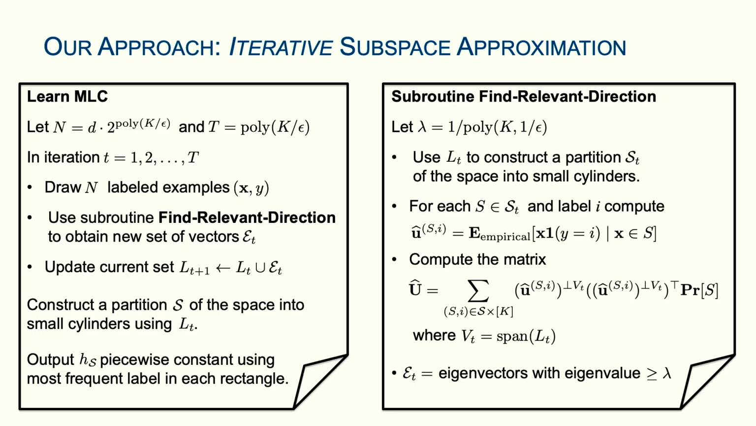As a consequence, we're hoping that this is going to give us a better approximation to the hidden subspace W star. The routine that goes from L sub t to L sub t plus 1, so how we add new vectors, is this routine here. The claim is that the set of vectors that we add in the tth iteration, E sub t, contains a vector with non-trivial correlation to the part of the hidden subspace that is orthogonal to Vt, the previous approximation. This means that it contains a new direction that has good correlation, and it's also orthogonal to the previous directions. So that is the algorithm.